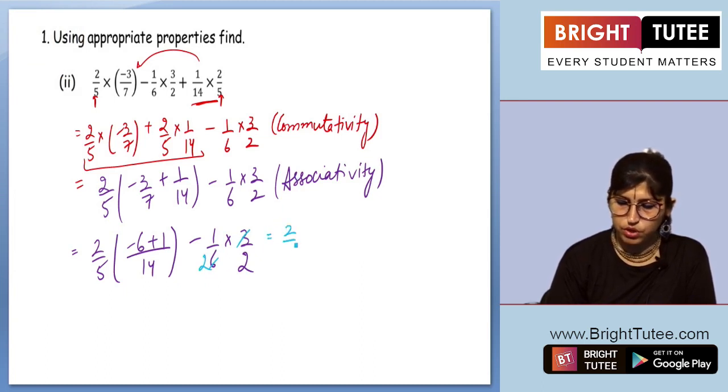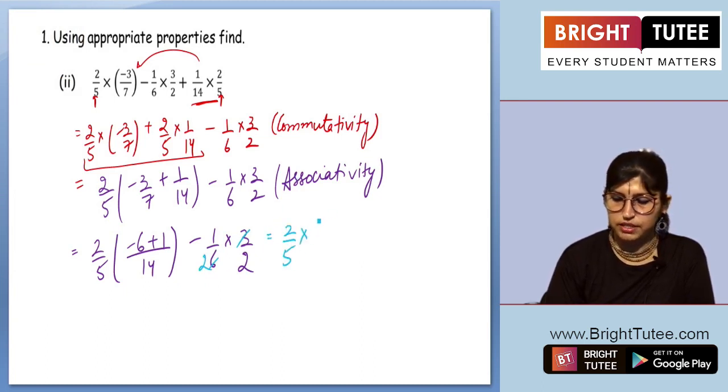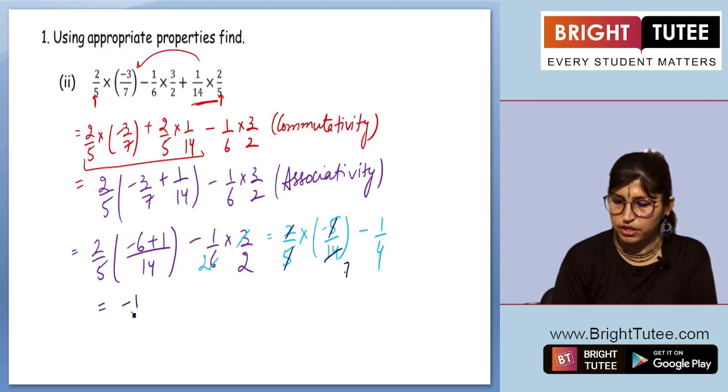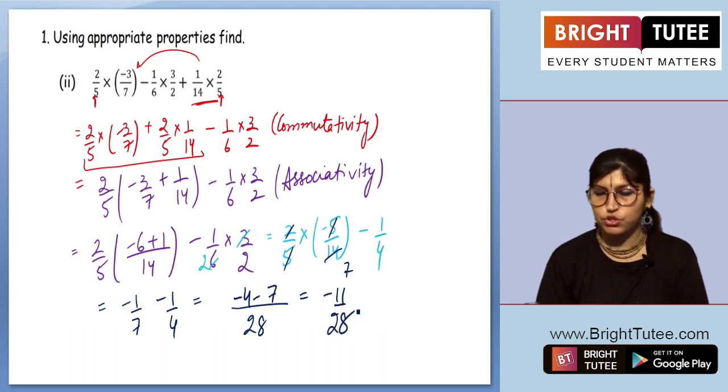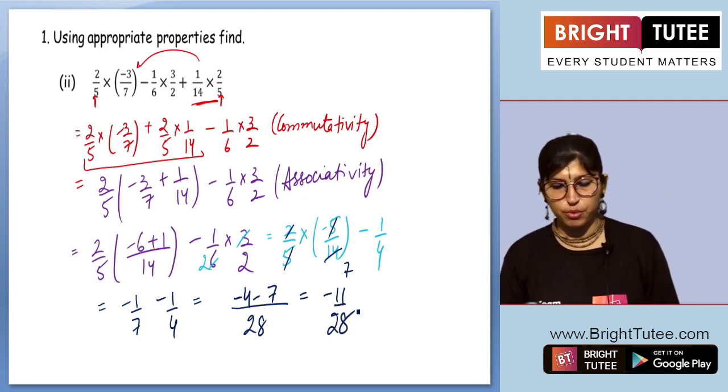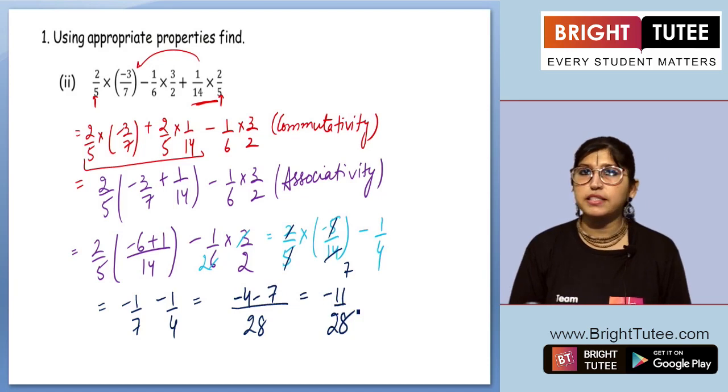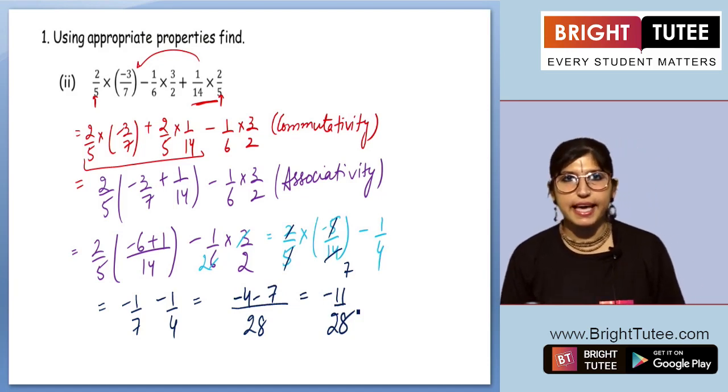Now we are left with 2 upon 5 times 1 minus 6, which is minus 5 upon 14, minus 1 upon 4. Now we can cancel 5, and 2 with 14 gives 7. So we get minus 1 by 7 minus 1 by 4. Taking the LCM, we get 28. So we get minus 4 minus 7, which is minus 11 upon 28. So by using appropriate properties, the final answer we get is minus 11 upon 28.